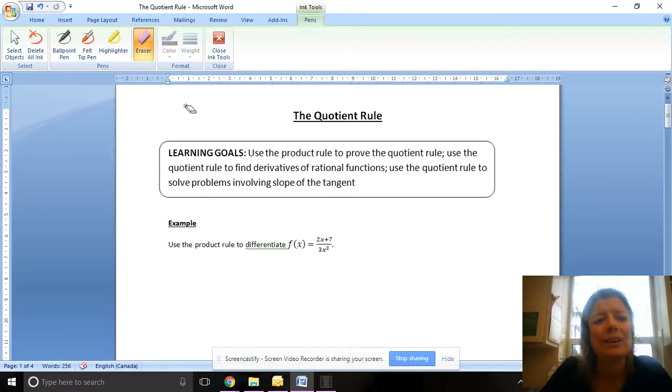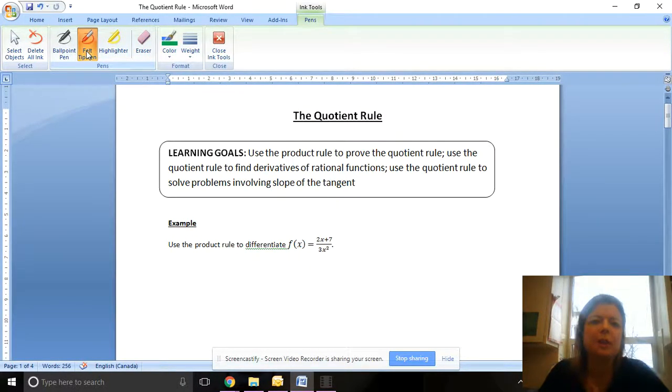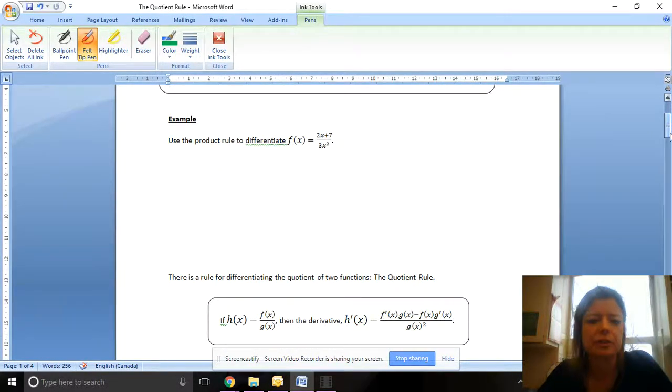Hi class, today we are learning about the quotient rule. So the quotient rule is going to be dealing with taking derivatives of rational functions. So in other words, functions that are written as a quotient of two other functions.